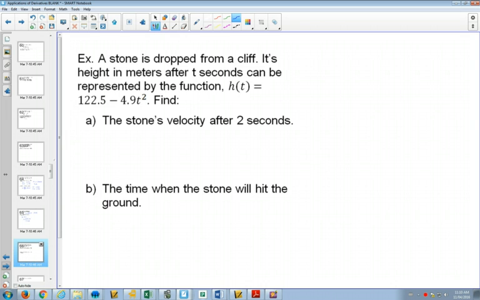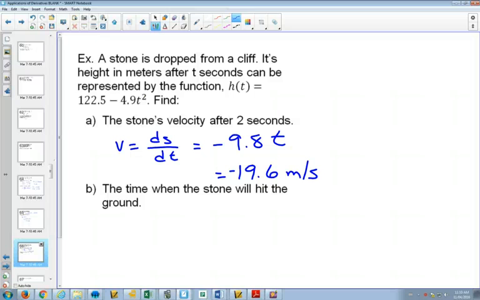So we've got its initial displacement, and in this case, its initial displacement is given by this formula, 122.5 minus 4.9 t squared. If we want to find the velocity after 2 seconds, well, our velocity is our derivative of our displacement function. And if we do the derivative of this displacement function, what do we get? Negative 9.8 t. After 2 seconds, if we plug 2 into that, negative 19.6 meters per second.